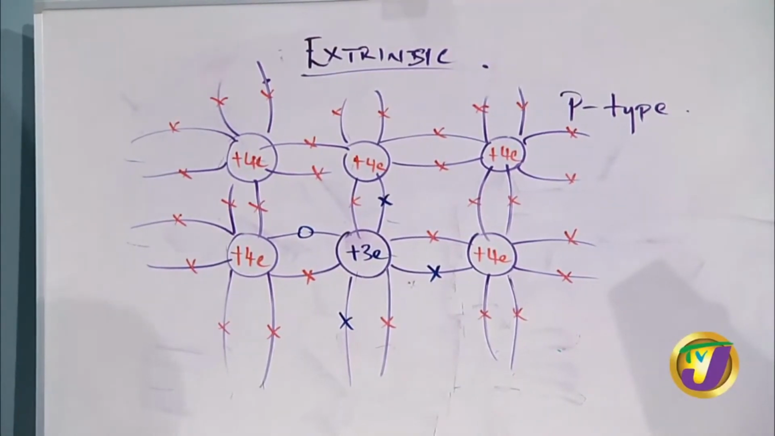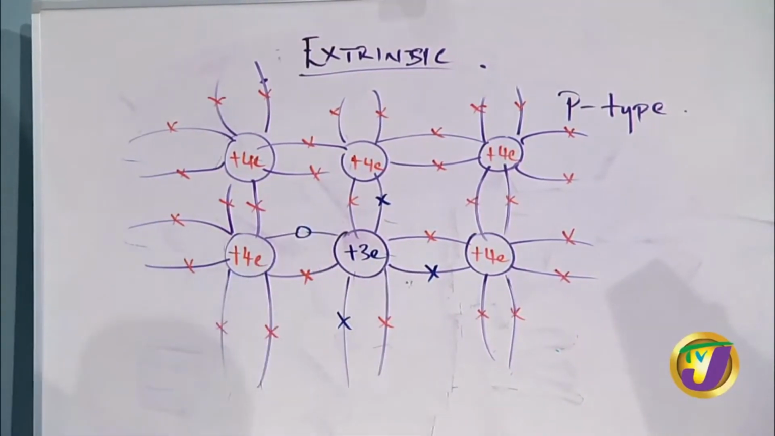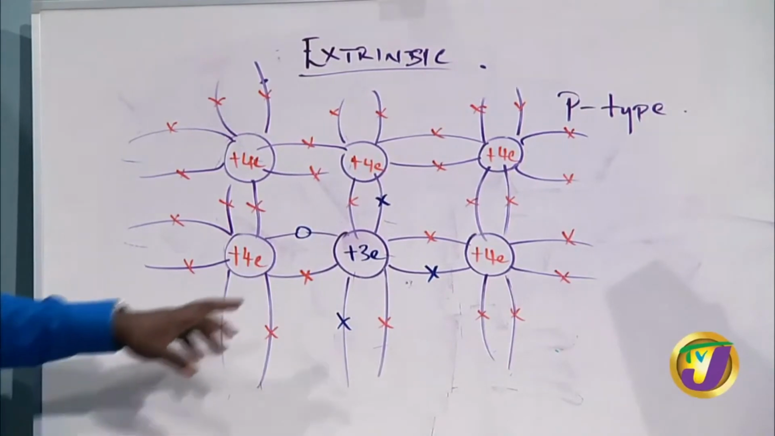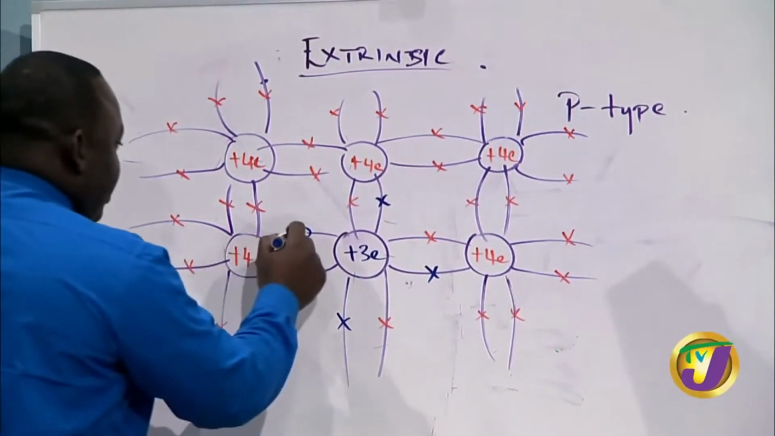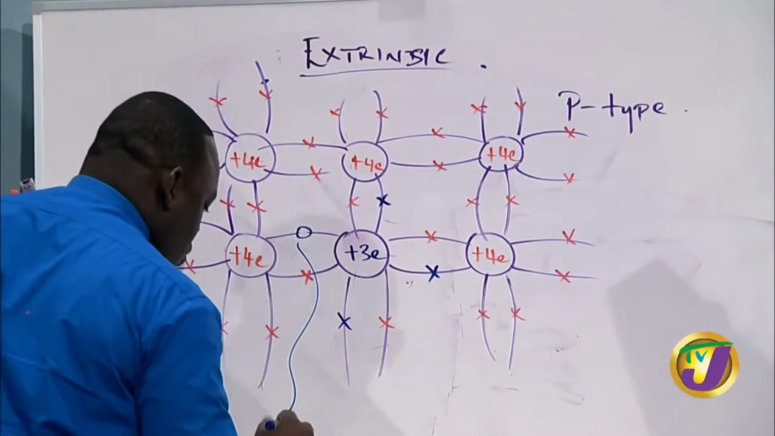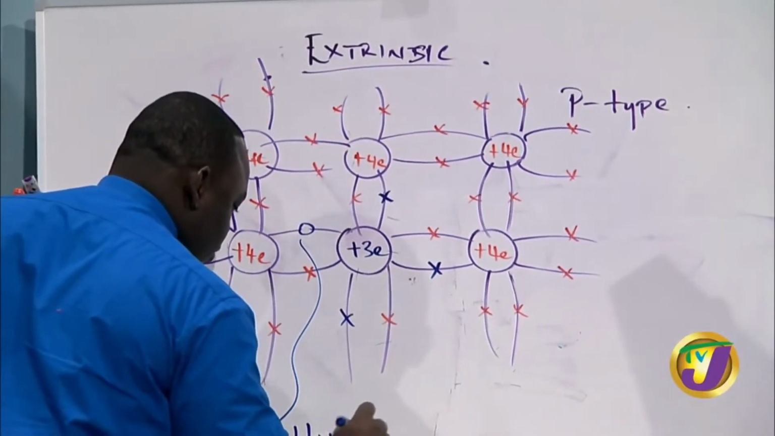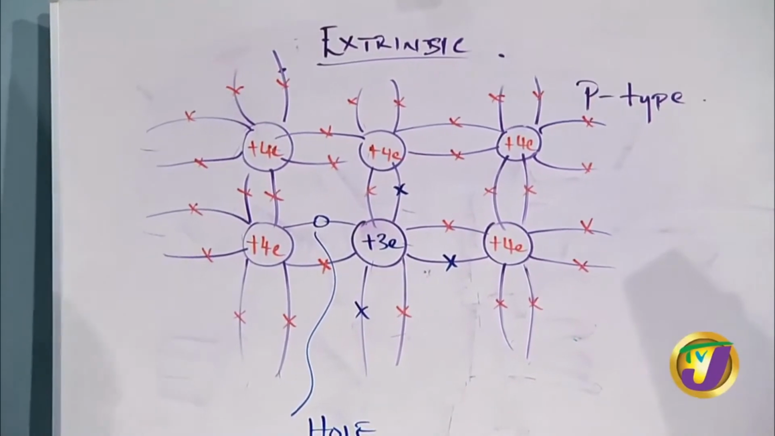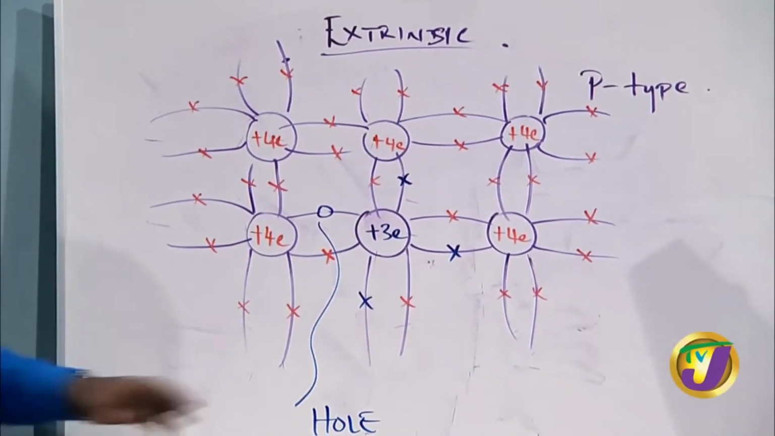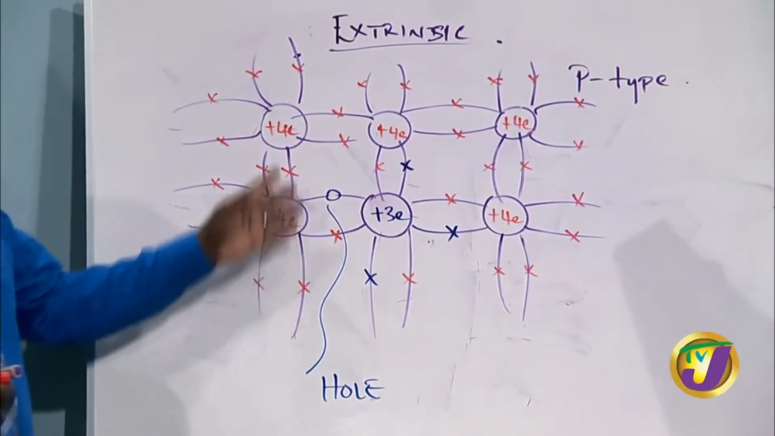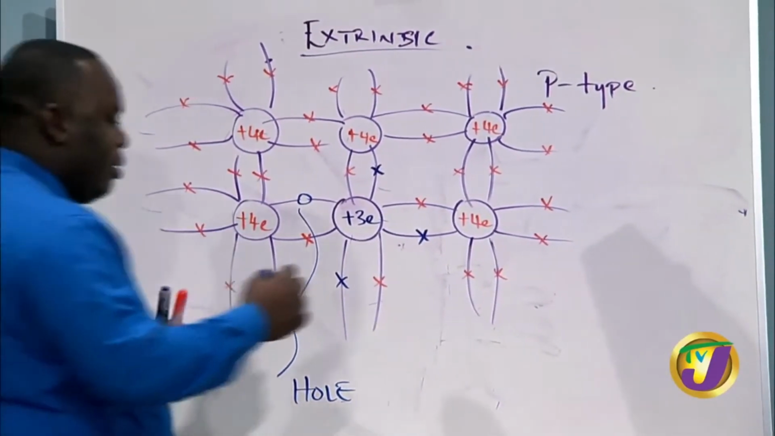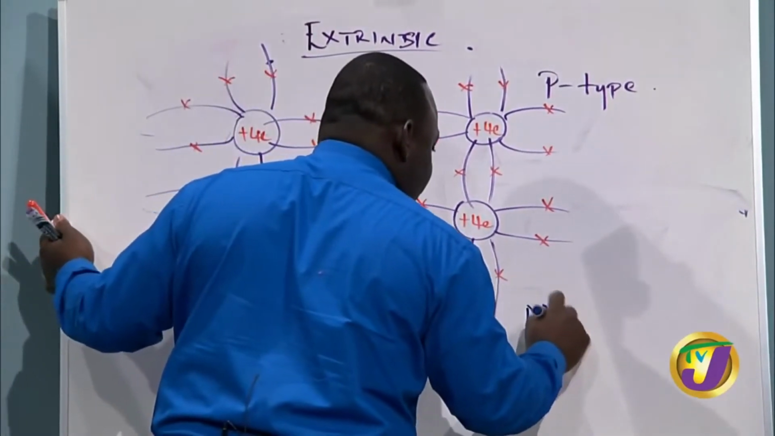Boron comes from a group 3 element, so it has 3 electrons on its outer shell. Now, having the 3 electrons, what we realize here is that we have a hole. We refer to this hole as being positively charged. So the majority carriers in a p-type semiconductor would be holes.